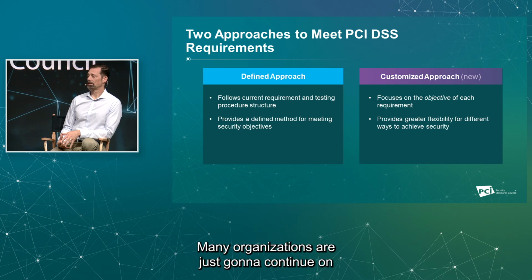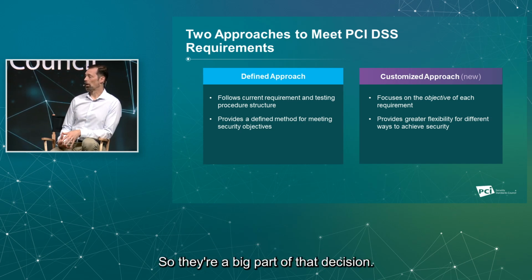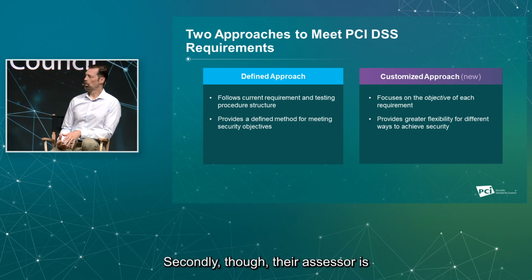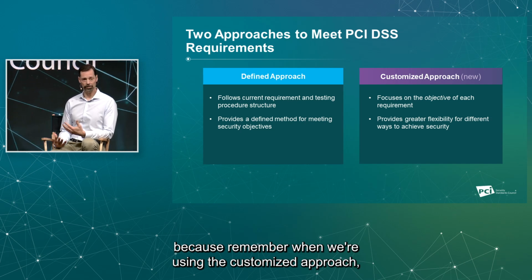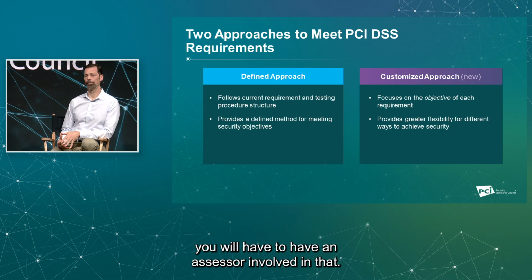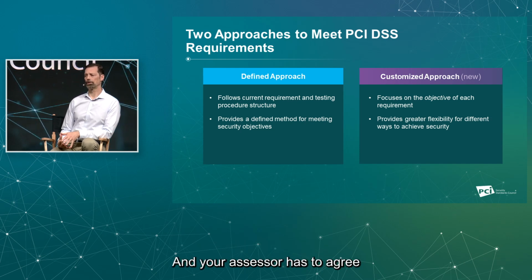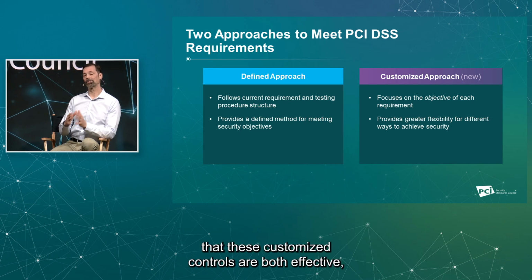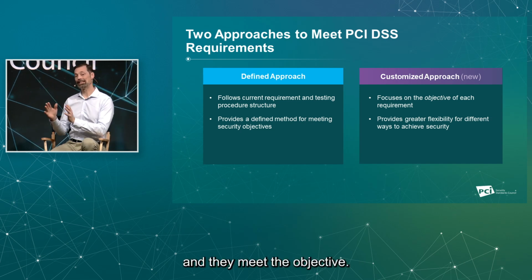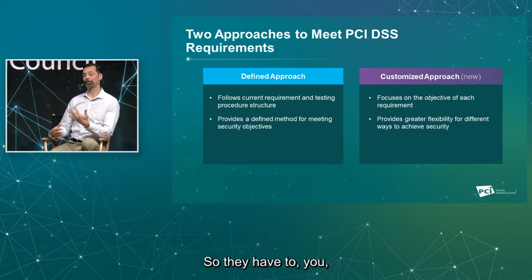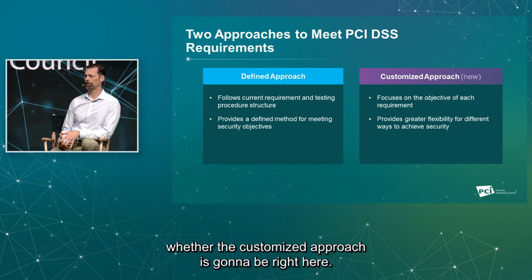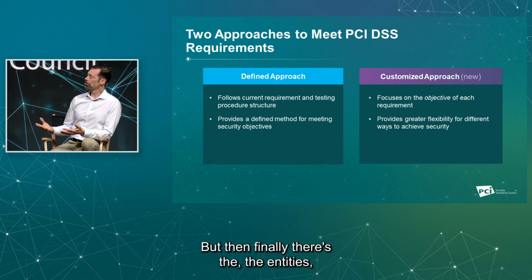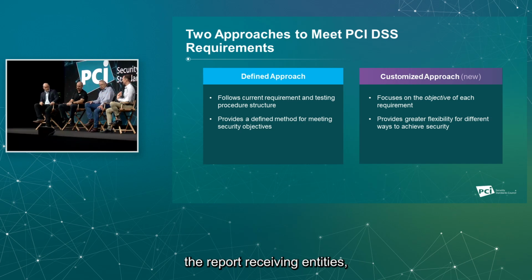Many organizations are just going to continue on with the defined approach. So they're a big part of that decision. Secondly, though, their assessor is going to be a part of that decision. Because remember, when we're using the customized approach, you will have to have an assessor involved in that. And your assessor has to agree that these customized controls are both effective and they meet the objective. So the assessor also has a say on whether the customized approach is going to be right here.